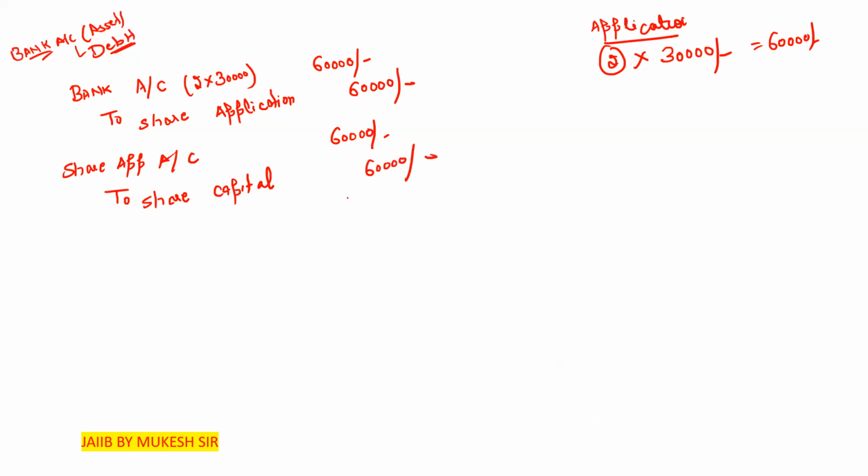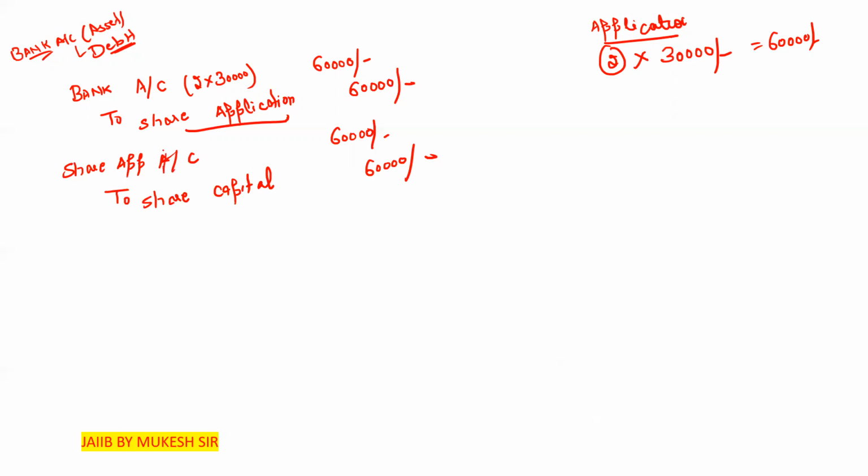Please try to remember that. First of all, the bank account is debited in the case of the application. How much money are you going to raise? Total 30,000 shares, and each share is rupees 2. So 2 into 30,000 is 60,000. And that amount we have to credit to the share application account.